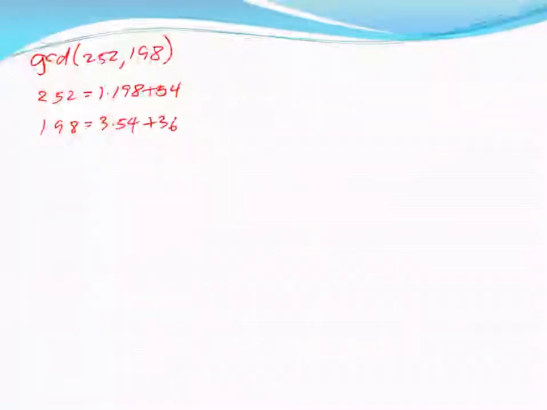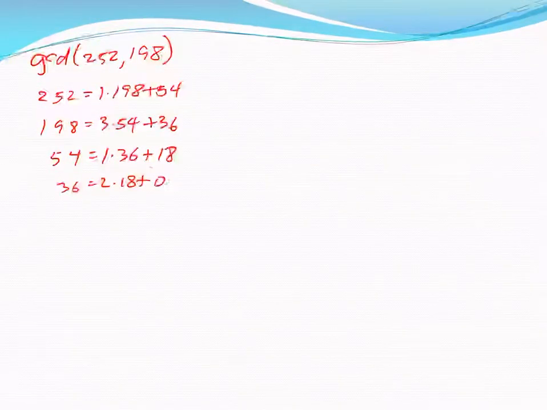And we're doing this because we need to find the greatest common divisor, right? And then 54 is equal to 1 times 36 plus 18. And 36 is equal to 2 times 18 plus 0, which is our stopping condition. So 18 is our greatest common divisor. And we want to express it as a linear combination of 252 and 198. So we'll start there and we'll reverse the equality.